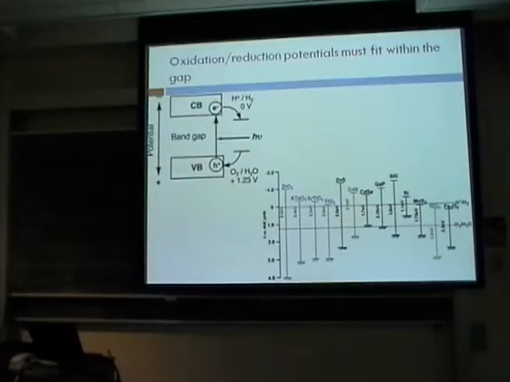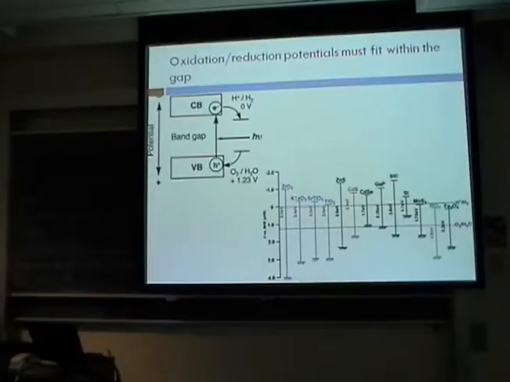Okay, so I mentioned the importance of choosing an appropriate material so that you have the band gap positioned appropriately. This looks at a number of common semiconductor materials and the position of the bottom of the conduction band and the top of the valence band. So here is our reaction for the conversion of protons to hydrogen, and here is our reaction for the conversion of water to oxygen, or vice versa. And we have a 1.23 volt separation here, you can see.